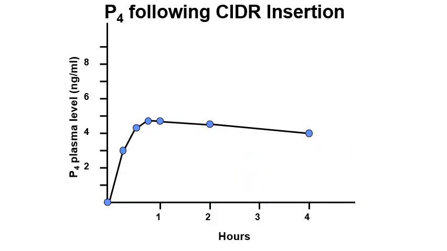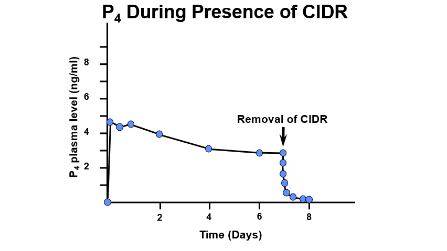So this is what happens following the CIDR insertion. Of course, the CIDR will provide progesterone. So this is the level of the P4 in the plasma in nanograms per ml. The P4 will come up rapidly, within an hour of CIDR insertion. Until the CIDR is there, there will be an elevated level of P4. It will gradually decline over time, but not that much. This is a depiction of what happens during the presence of the CIDR and after its removal. After the removal of the CIDR, we can see here that there is a rapid decline of the P4 level until it drops to 0.